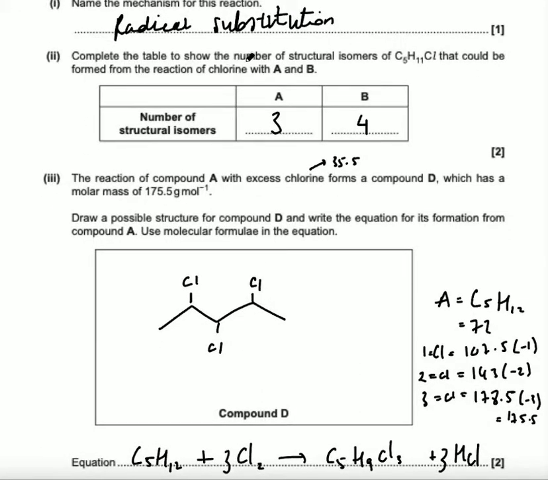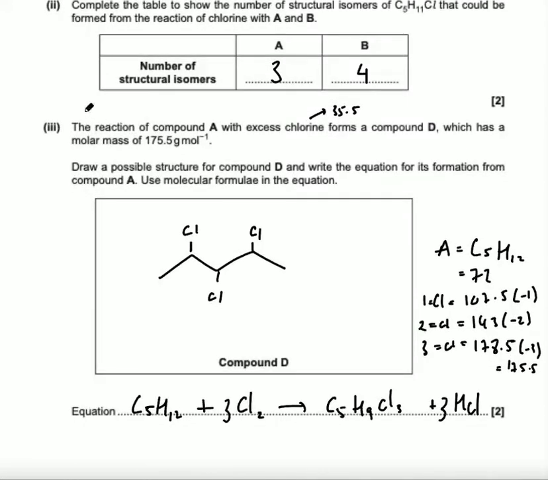Complete the table to show the number of structural isomers. Oh, sorry, yeah, we've done that, so 3 and 4. The reaction of compound A with excess chlorine forms a compound D, which has a molar mass of 175.5. So that's just a symbol for Mr. Draw a possible structure for compound D and write the equation for its formation from compound A. Use the molecular formula in the equation.